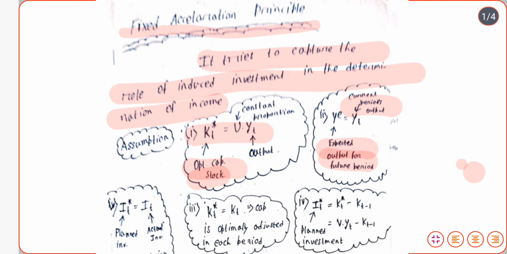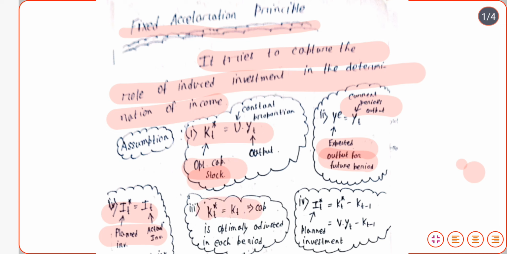Similarly, it star is equal to it, that is the fourth assumption. It refers to the planned investment being equal to the actual investment. What is planning about investment? Suppose a farm or any producer has planned to invest 30,000 rupees in the process of production, and he is actually investing 30,000 rupees in the production process. So the planned investment is equal to the actual investment.